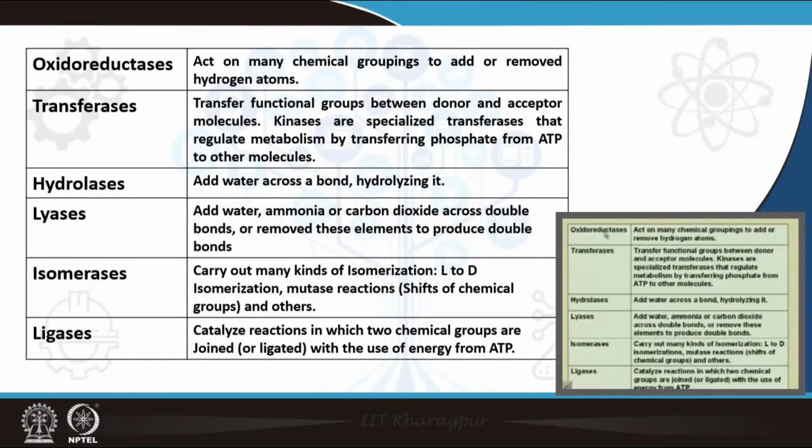Okay, and what you need to know is which reactions are catalyzed by which enzymes, and all you need to actually follow is what the name means. If you understand what a ligase means, you know that the chemical groups are joined by this enzyme. If you know what an oxidoreductase means, what does it mean? It's involved in a redox reaction. Okay?